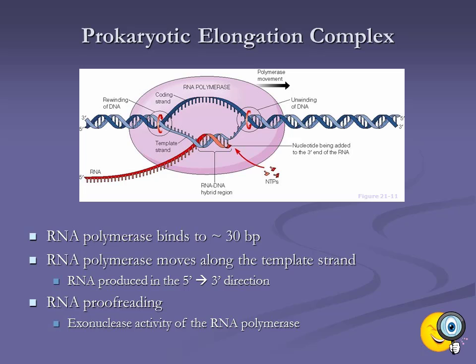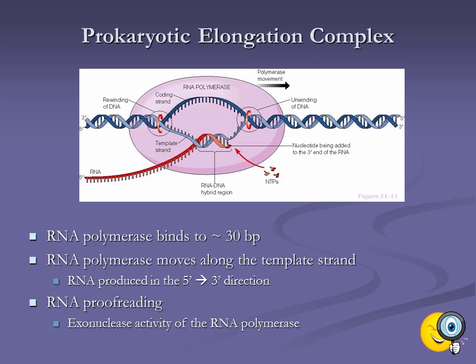Notice there's our 3' to 5' template strand of DNA. And you see our 5' to 3' RNA is being extruded out as a single-stranded molecule outside of RNA polymerase. RNA polymerase unwinds the DNA, and when RNA polymerase is finished with it, it rewinds it back together. The RNA does not stay bound once it's done with the production of the RNA molecule.